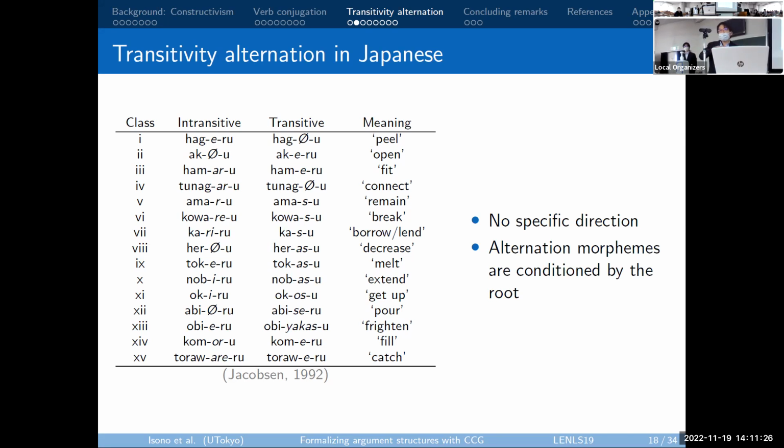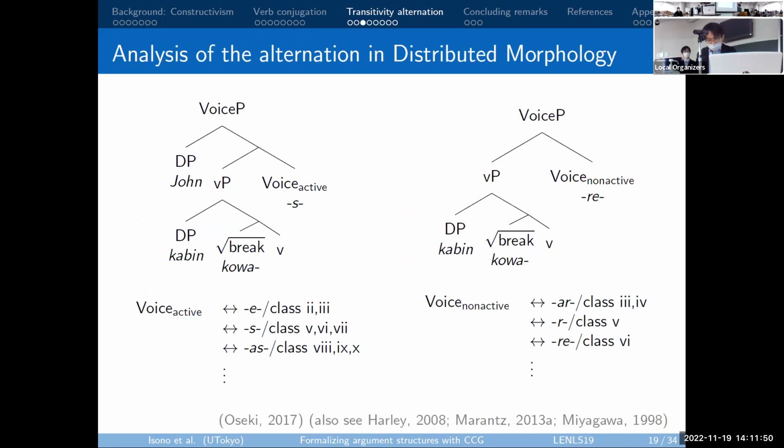This paradigm has no specific direction. It's neither exclusively transitivization or intransitivization. And most importantly, for the current purpose, the alternation morphemes are conditioned by the root. For example, the transitivity morpheme is a after ak or han, but s after koa or ama, etc. And several studies have analyzed this alternation in distributed morphology.